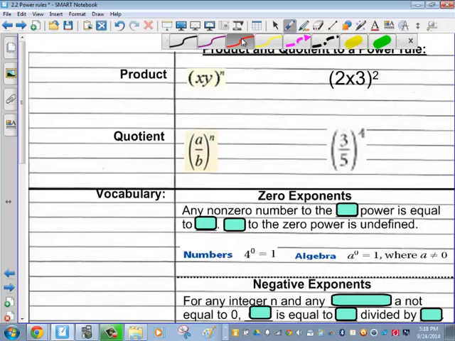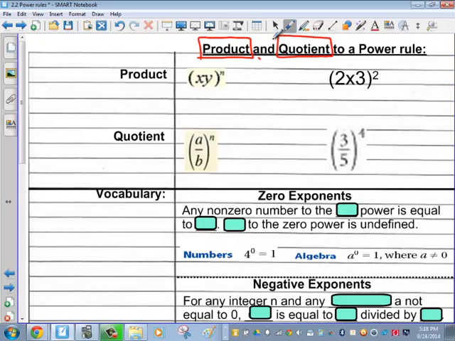Okay, now we're going to talk about the product and quotient to a power rule. So product is like saying, hey, if you multiply two things and then raise that to a power, what can you do with that? And this is, hey, if you're dividing two things, so like this one's a times b, this one's like a divided by b, and raise that thing to a power, how can you deal with those situations? So here's the product to the power rule.